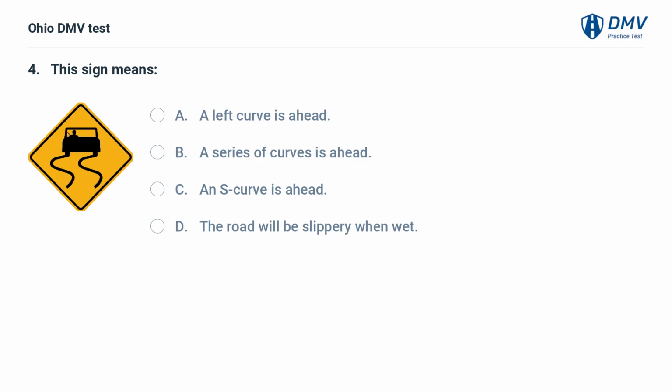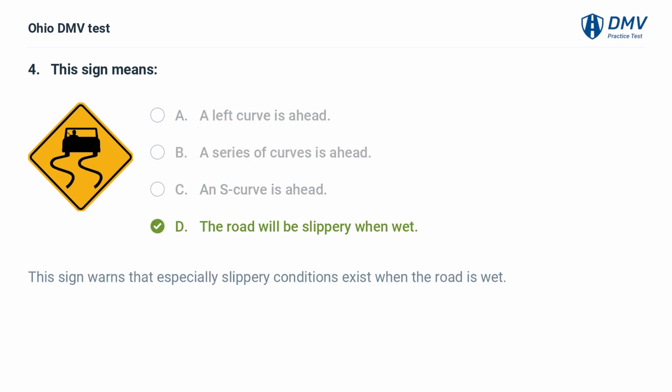This sign means A. A left curve is ahead. B. A series of curves is ahead. C. An S-curve is ahead. D. The road will be slippery when wet. This sign warns that especially slippery conditions exist when the road is wet.